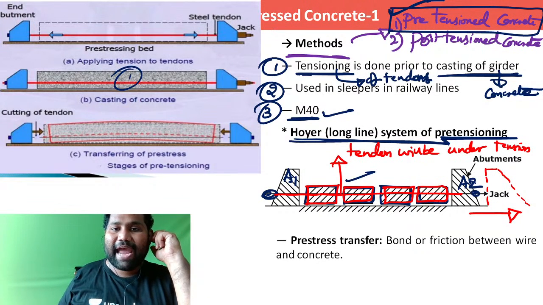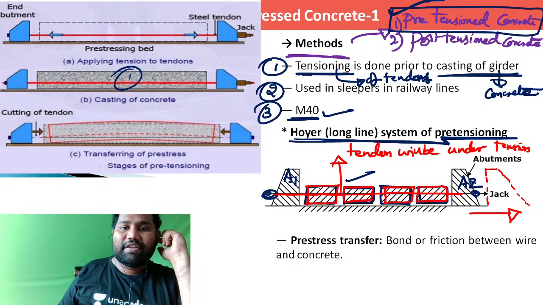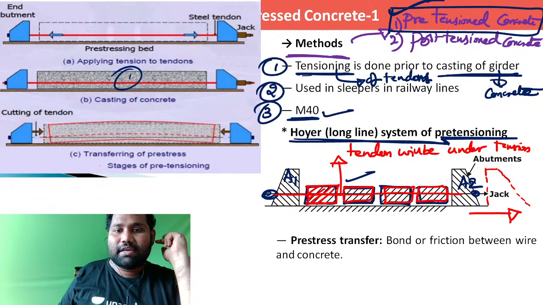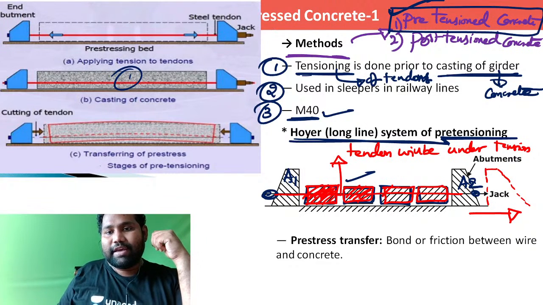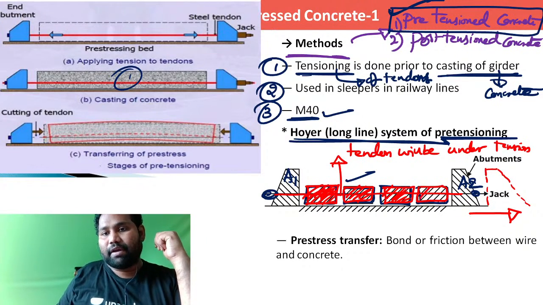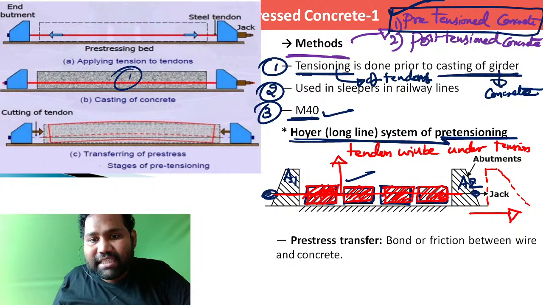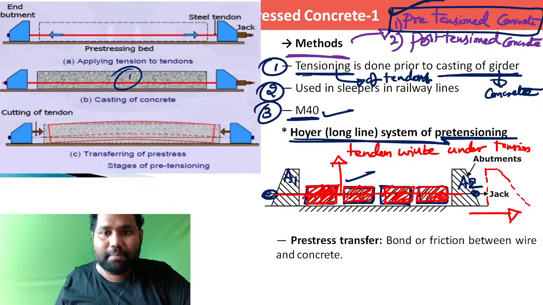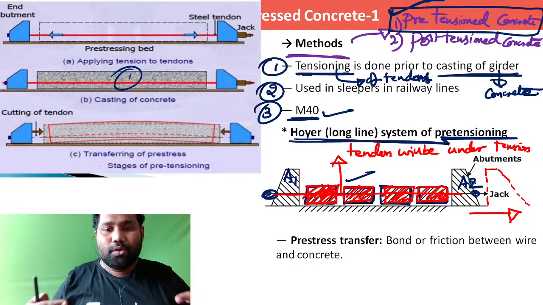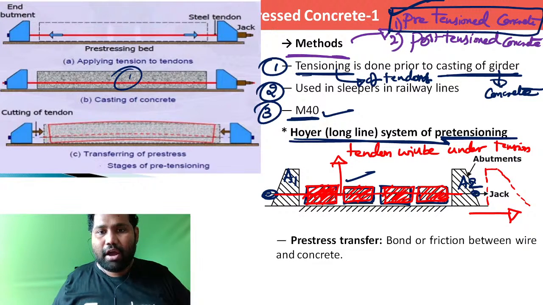And if I cast the concrete within the sleeper framework, after the concrete has been cast in the sleeper framework, brother, how can I induce certain compressive action from the tendon on the surrounding concrete?